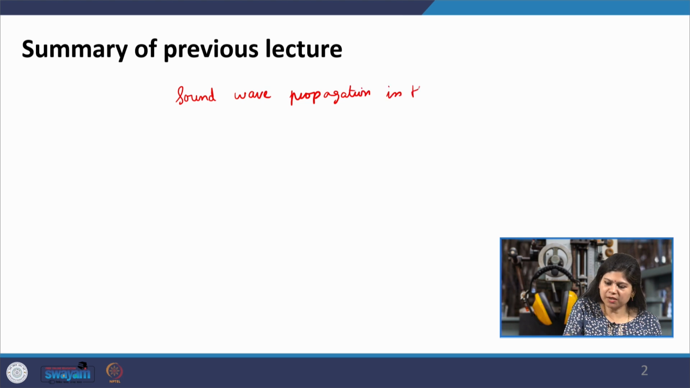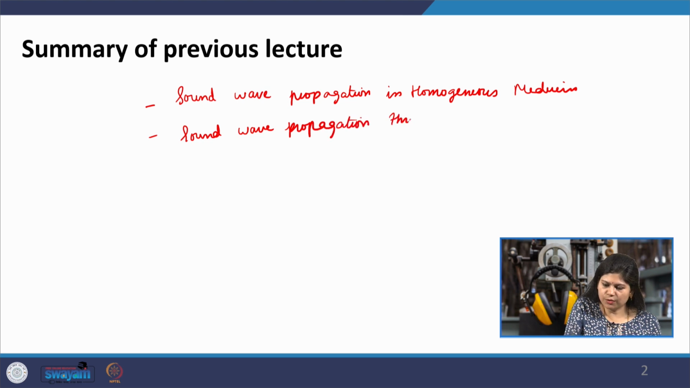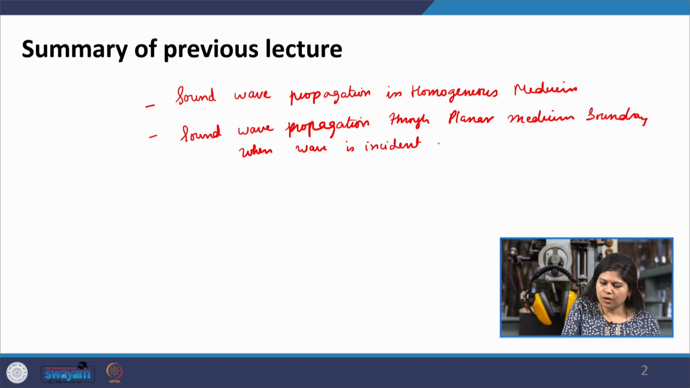So, to sum up, till now we have studied sound wave propagation in a homogeneous medium, where we studied the different wave fronts, and then we have also studied sound wave propagation through a planar medium boundary when the wave is incident normal to the boundary, to the plane of the boundary.